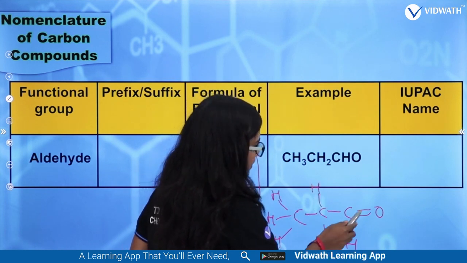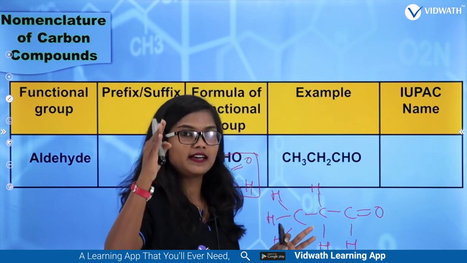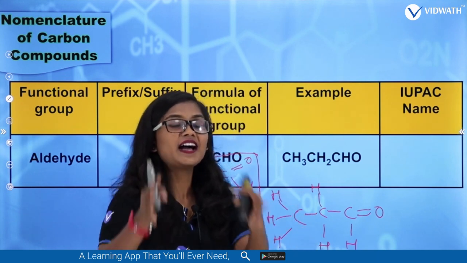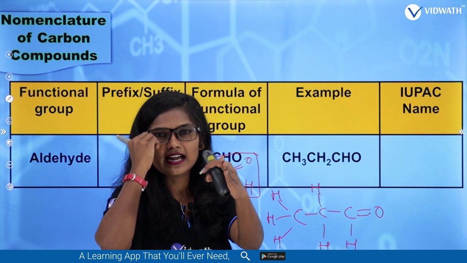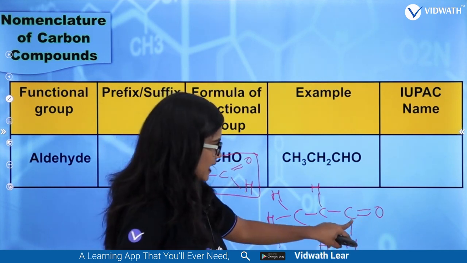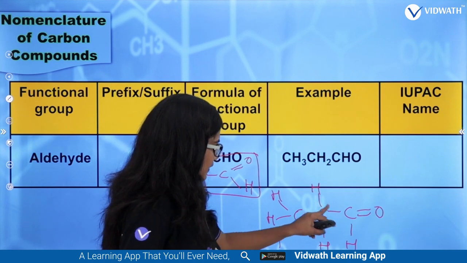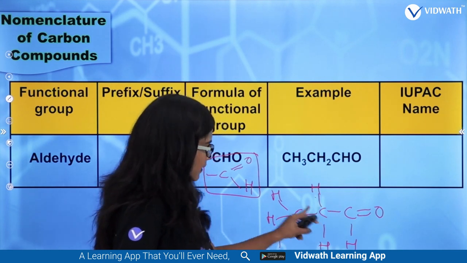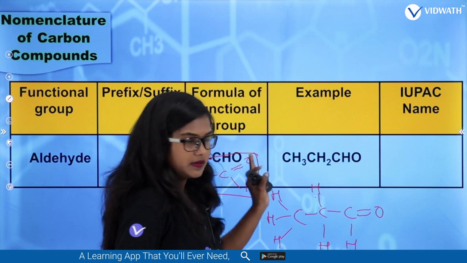If you see here, all the carbon are satisfied. Make sure that whenever you write the structural formula, the carbon is satisfied with 4 valences. Does it form 4 bonds or not? You can see here carbon 1, 2, 3, 4. This carbon 1, 2, 3, 4. This carbon 3 and 4. Okay. So all the carbon atoms are satisfied.